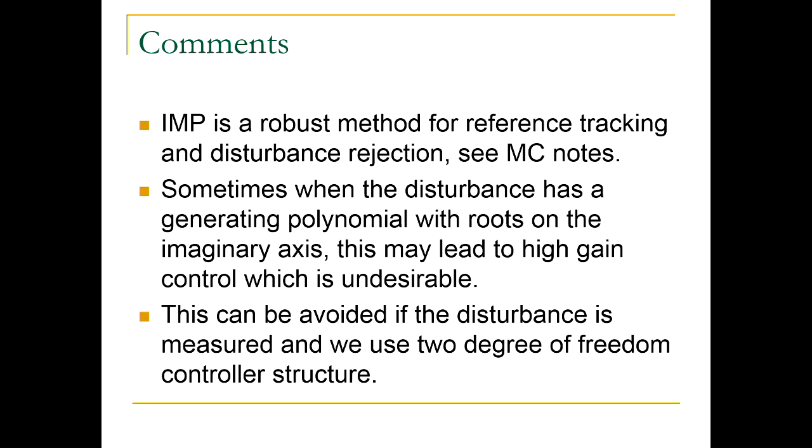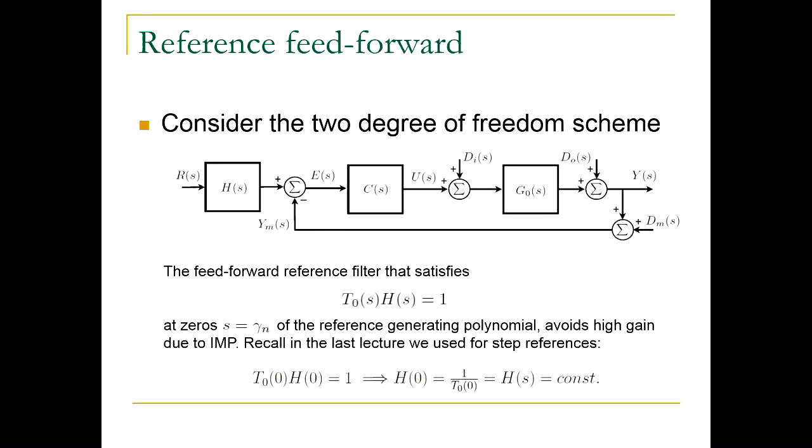Your controller would just have a different part of the controller, or control signal, that would try to cancel the effect of disturbances that are measured. So that's possible when we can measure disturbances. So, reference feed forward.